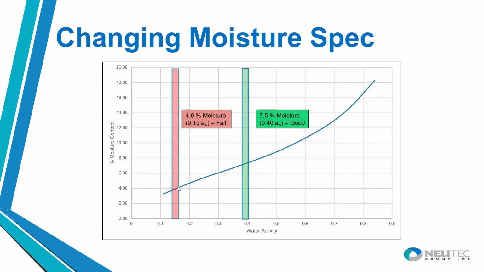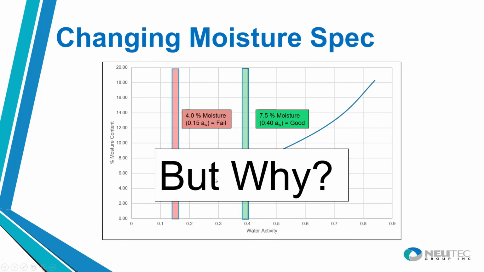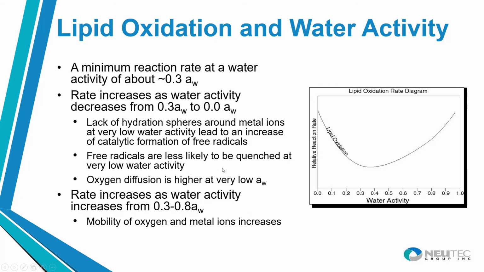And so they came to Neutec Group to see if we would be able to help them figure out exactly why increasing the moisture spec was helping, and further help them identify the ideal specification that they should use. So we came in and were able to right away provide them with the reason, the why, that increasing the moisture spec was helpful. Because they weren't tracking water activity and only moisture content, what they didn't realize is that their product was being made to about 0.15 water activity. So down in this range.